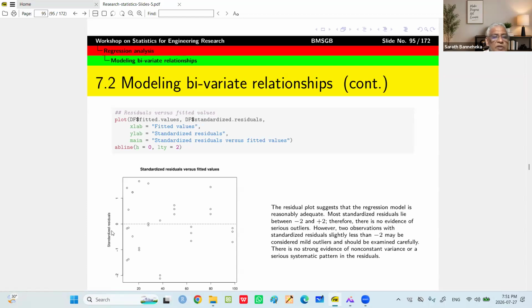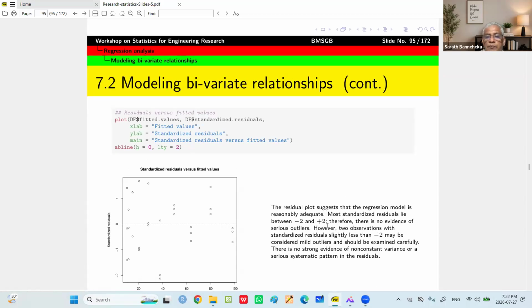So you can see that when you plot the residuals, all the residuals are between -2 and +2, around 0 here. There's no pattern here, right? The residual plot suggests that the regression model is reasonably adequate. If the model was not adequate, there would have been some pattern still remaining in the residuals. But now there's no pattern. That means it looks like we have taken all the patterns into our model, that we have modeled all the existing patterns. Right? Most standardized residuals lie between -2 and +2.